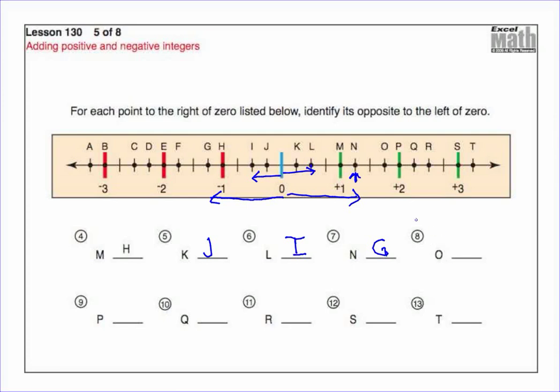O. What's the opposite of O? Well, O is almost at 2. That's at 1 3/4. So the opposite of that, negative 1 3/4, which would be right there. So I'm going to put the letter F for that one. P is at positive 2. So the opposite at negative 2 is the letter E.